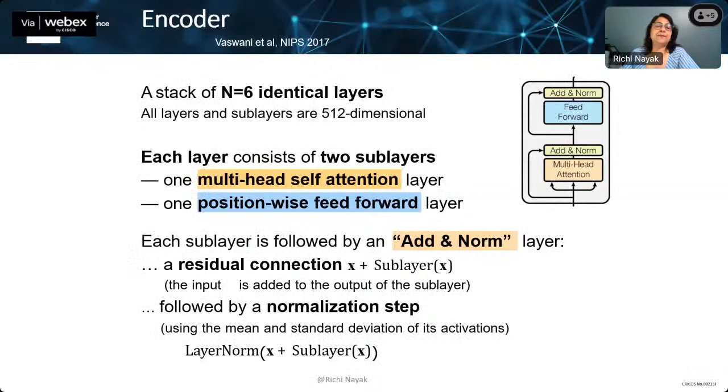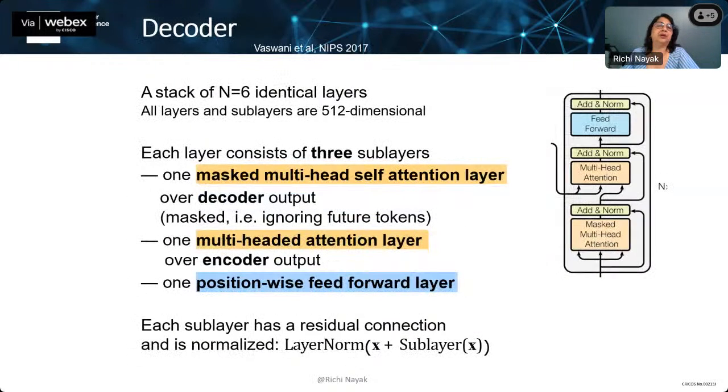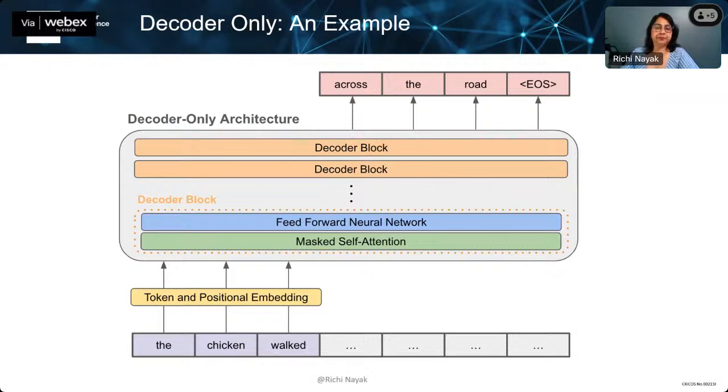So this is some more detail. I may skip it. It's from the Vaswani paper, but it gives you the detail about what the order is and what these components are. So just see an example. We are able to do the tokenization and positional encoding, and then answer it as "chicken walk across the road".